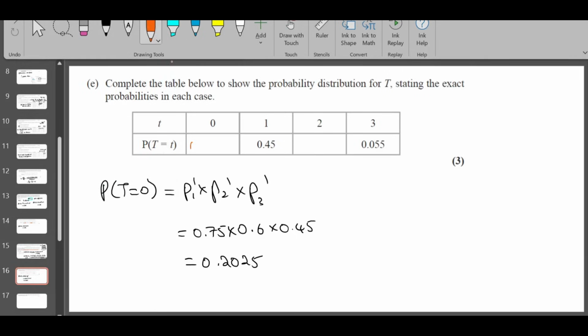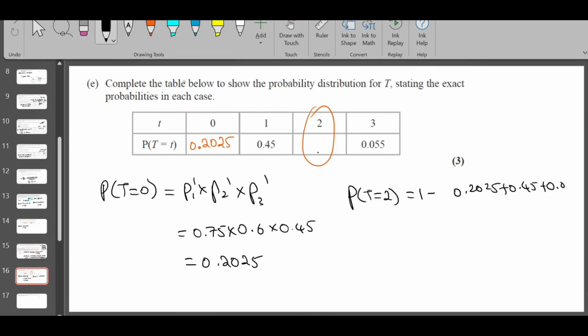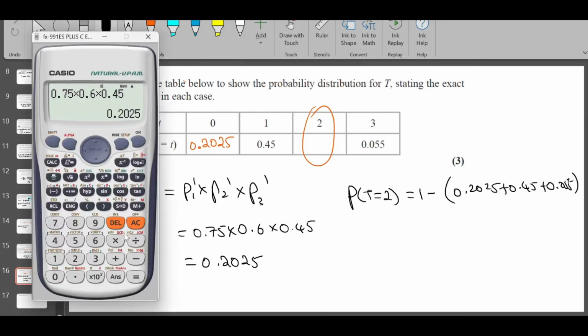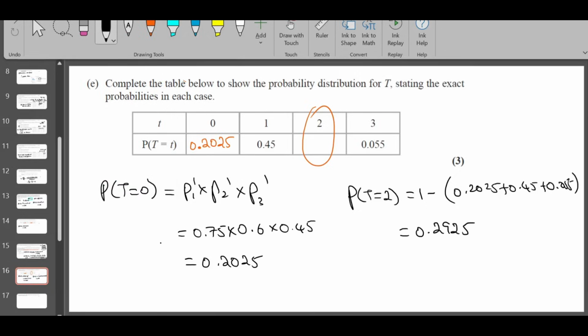0.2025. For this one, you can just add everything and subtract from 1. So P of t equals 2 is 1 minus (0.2025 + 0.45 + 0.055), which gives 0.2925. So write 0.2925 here. That's all.